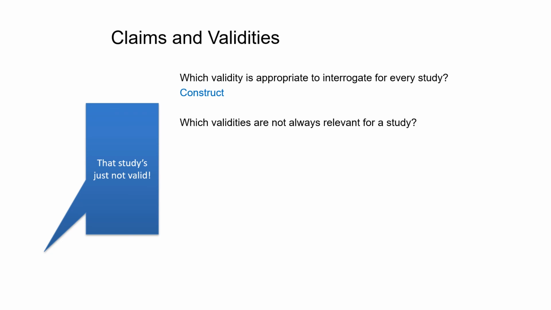Which validities are not always relevant for a study? Think about that for a minute. Which validity or validities are not always relevant for a study? Well, if you said internal, you're correct, because internal is usually only relevant for causal studies. If you've got a correlational study, internal validity isn't as important. If you've got just a descriptive or a frequency claim, then internal validity doesn't really matter.